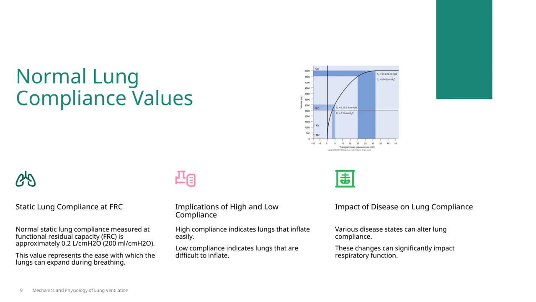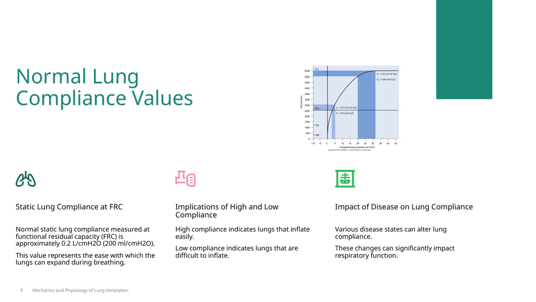For example, diseases can alter lung compliance significantly, either increasing it or decreasing it. Such changes are not just numbers, they have real impacts on respiratory function. For instance, reduced compliance can make breathing labored and inefficient, which is often seen in conditions like fibrosis. Conversely, increased compliance might be seen in cases like emphysema, where the lungs become overly stretchy.